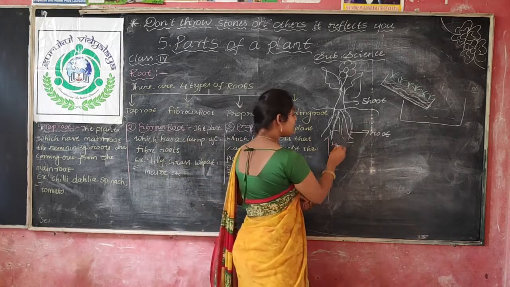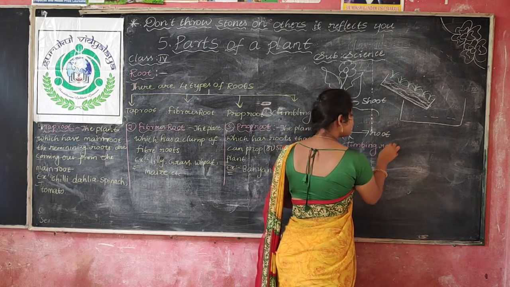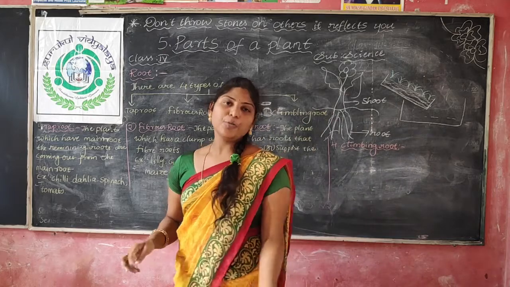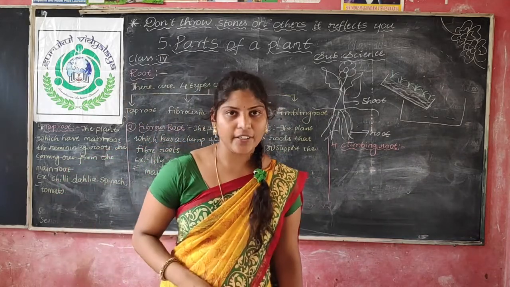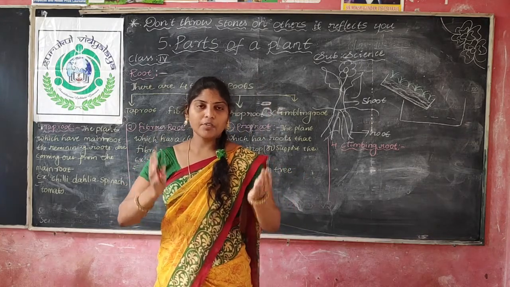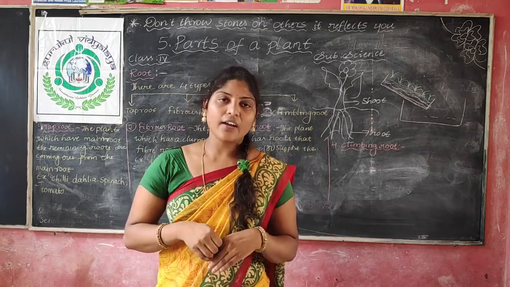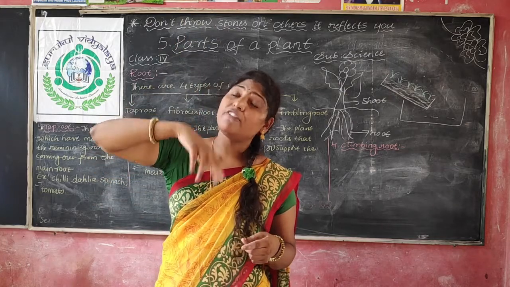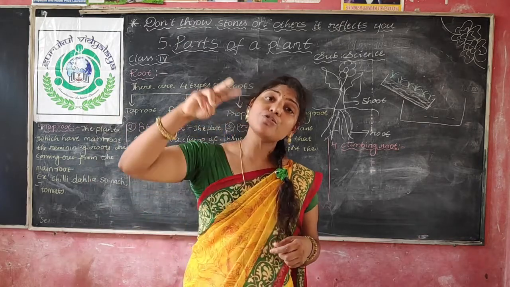Next, the fourth one is the climbing root. What is the fourth one, my dears? Climbing root. You may have seen many examples, one of which is the money plant. If you keep a money plant in a glass jar or any bottle, what happens? It climbs up. Sometimes we use that plant for decorating purposes also. So how does it climb?